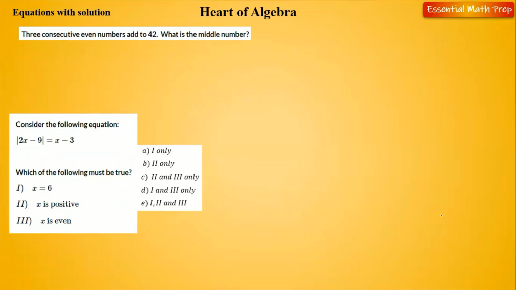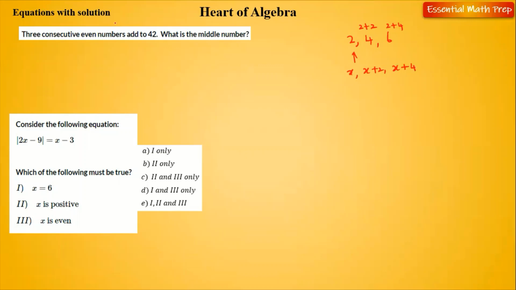3 consecutive even numbers add to 42. What is the middle number? Well, arbitrarily, let's assume the even numbers are 2, 4, and 6. These are consecutive positive even numbers, right? So if X is 2, 4 is nothing but 2 plus 2, 6 is nothing but 2 plus 4, right? So if this is X, 4 is X plus 2, 6 is X plus 4, right?